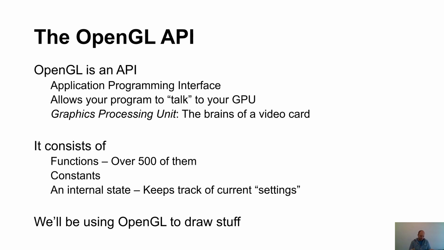The OpenGL API. It's an API. What API stands for is an Application Programming Interface. Like I was saying, it really lets you communicate directly with the GPU of your computer. The GPU explicitly is a chip that sits on your actual video card.